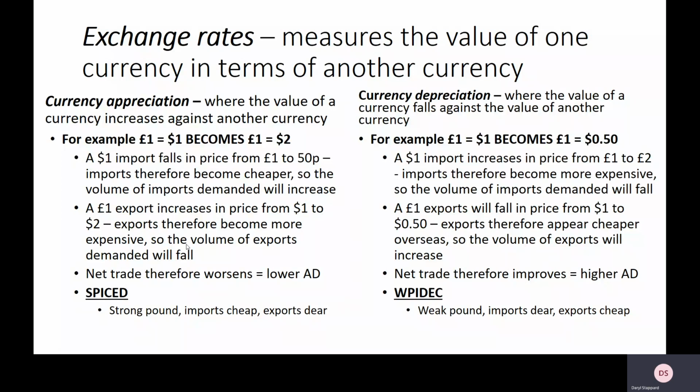Now, what will happen then is our net trade performance will improve. Because our imports are now more expensive, import demand will fall. With cheaper exports, export demand will increase. If we're exporting more and importing less, this would lead to an improvement in net trade performance and therefore increase aggregate demand.